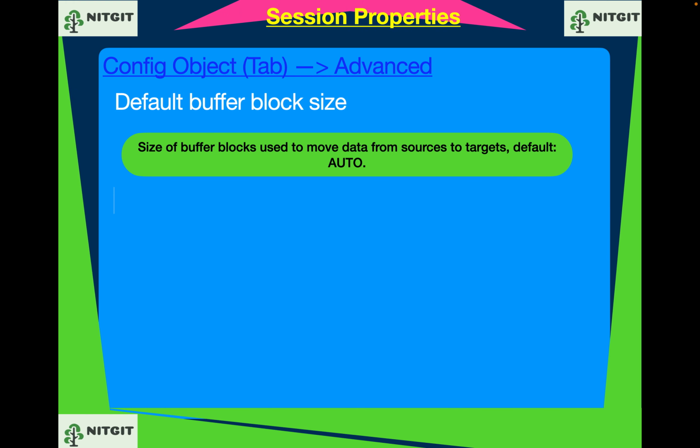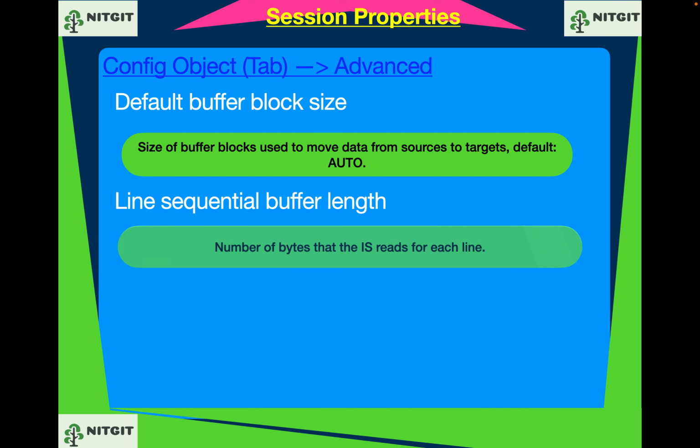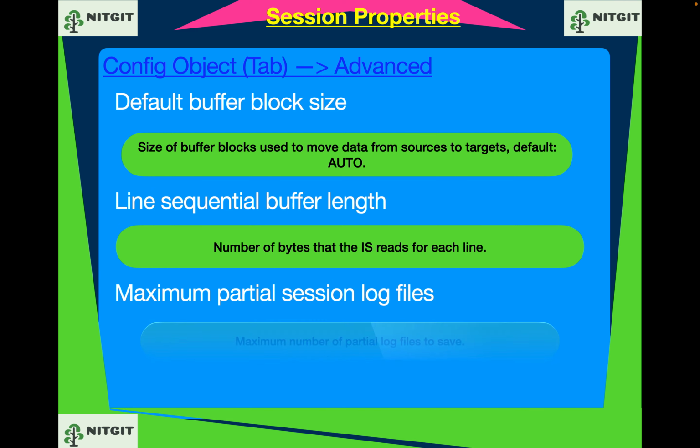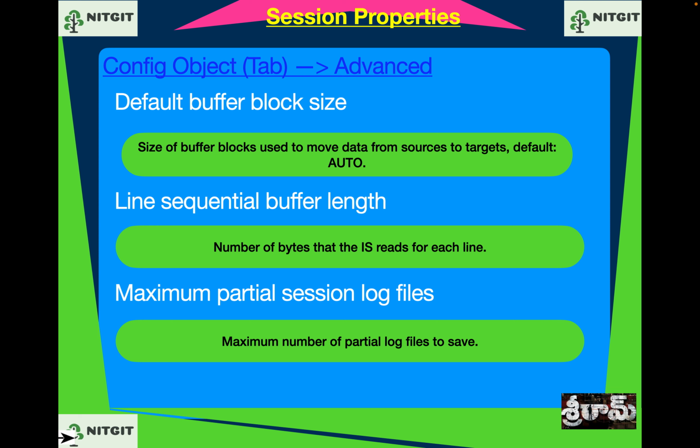Default buffer block size. Size of the buffer blocks used to move data from sources to target depending on the logic. Default is auto. Line sequential buffer length, number of bytes that the integration service reads for each line of the file. Maximum partial session log files, maximum number of partial log files to save. These are the properties we never touch and we keep as is by default.